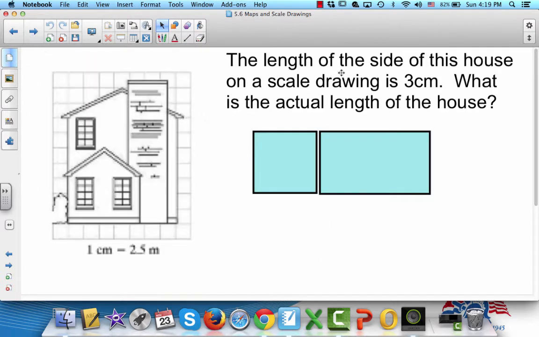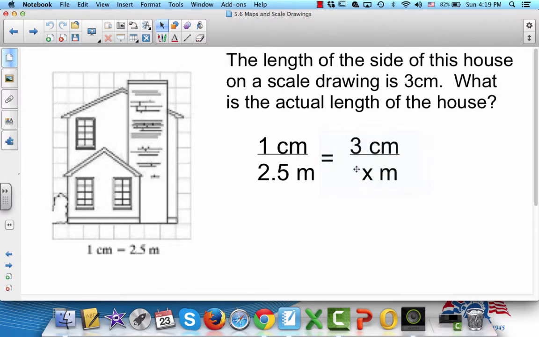Alright, the length of the side of this house, when somebody measured it on the scale drawing, is 3 centimeters. So from here to here, somebody measured it and it was 3 centimeters. What is the actual length of the house? Well, down here it says that 1 centimeter is equal to 2.5 meters. So we write 1 centimeter is equal to 2.5 meters. The length of the side of the house on the scale drawing is 3 centimeters. See, I put centimeters on top here, so I've got to put the 3 centimeters on top also. And then the actual length goes on the bottom.